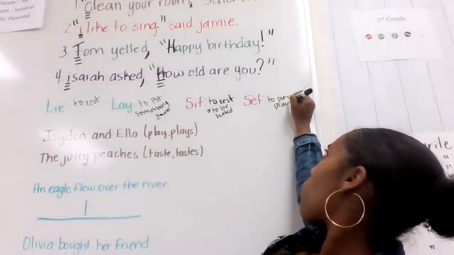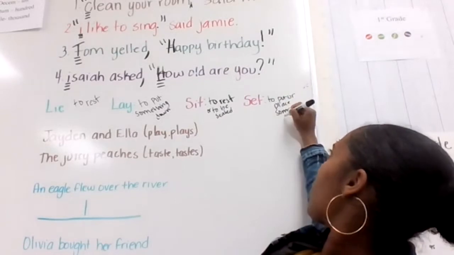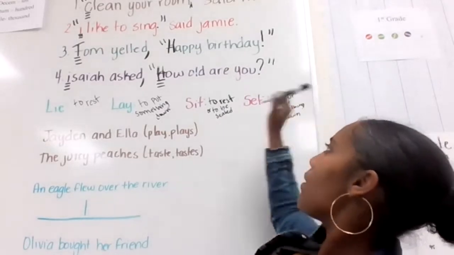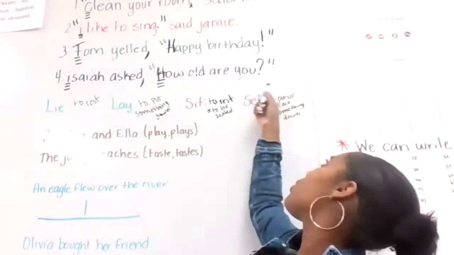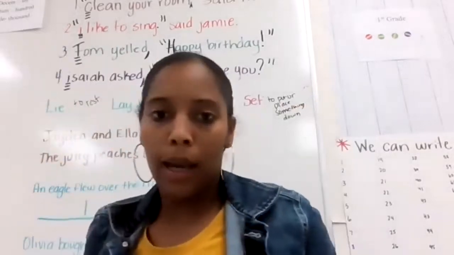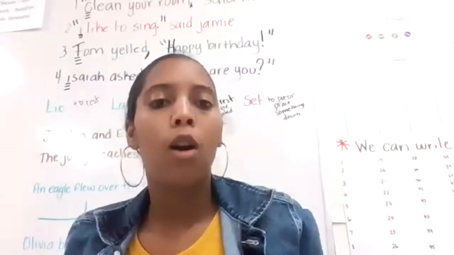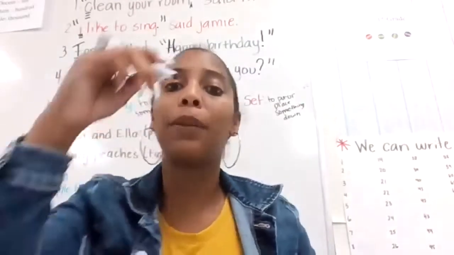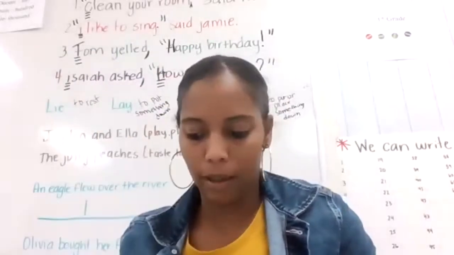Like kind of the same thing. Those are not the same thing. So sit means to rest or to be seated. Set means to place, to put or place something down. Sit is resting or to be seated. Set is whenever you're placing something down, just like lay is to place something down.